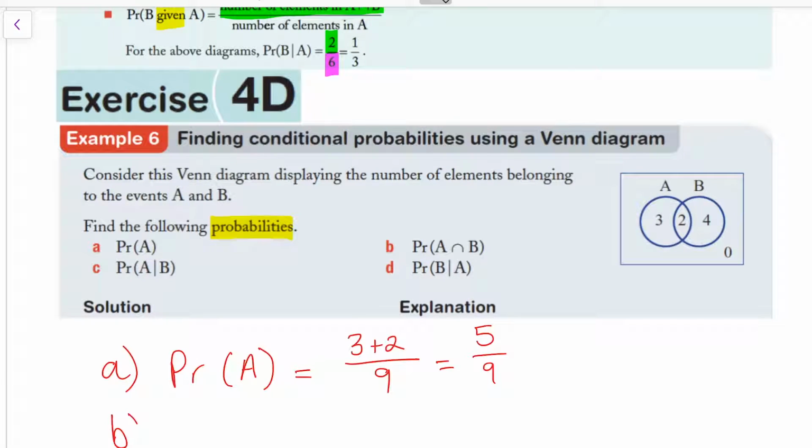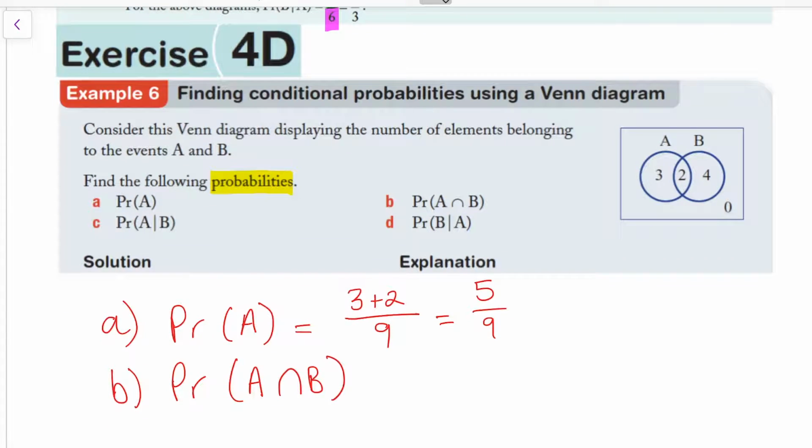All right. B, the probability of the A with the upside down U and B. Now the upside down U, remember that means intersection. So that's where the two circles overlap each other. You will need to know what these symbols mean, so it's good to get used to it. The overlap is the 2 over your total of 9. Brilliant. So these first two we've been practicing since I introduced Venn diagrams to you last term.